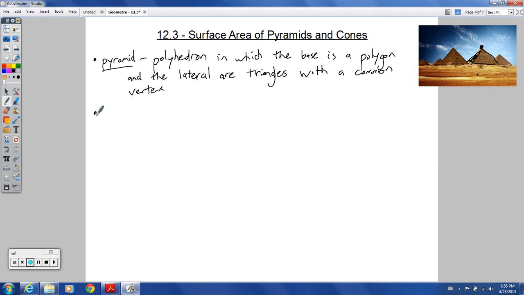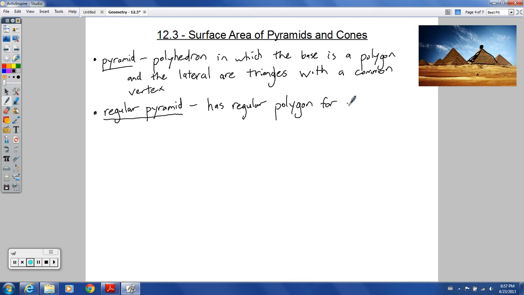And a regular pyramid, a little more specific, just like a regular polygon has all congruent sides, all congruent angles. A regular pyramid is like that, in that it has a regular polygon for the base. So you could have an equilateral triangle as the base. That would be a tetrahedron. We learned about those already. And you could have a square, a regular pentagon, regular hexagon, and so on.